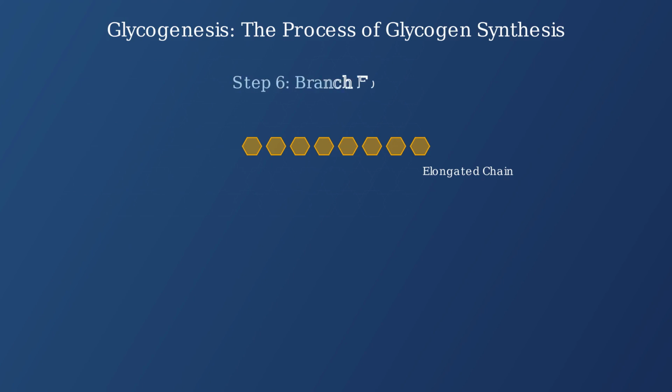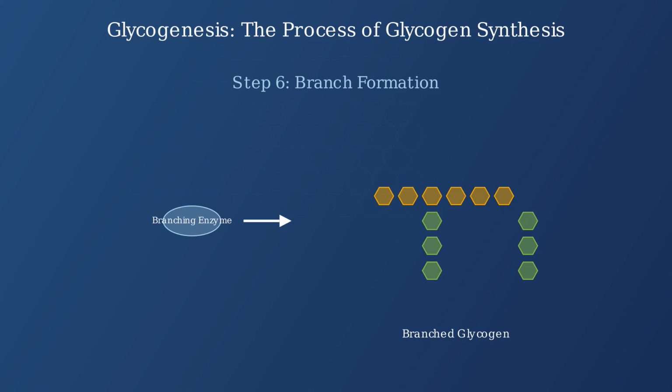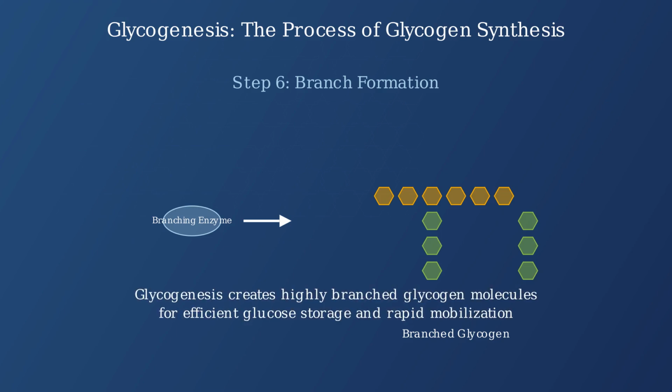In the final step, the branching enzyme transfers a segment of about 7 glucose units from the growing chain to create a branch point. This creates alpha-1,6 glycosidic bonds at branch points, giving glycogen its characteristic branched structure. This branched structure allows glycogen to store a large amount of glucose in a compact form while providing multiple sites for rapid glucose release when needed.